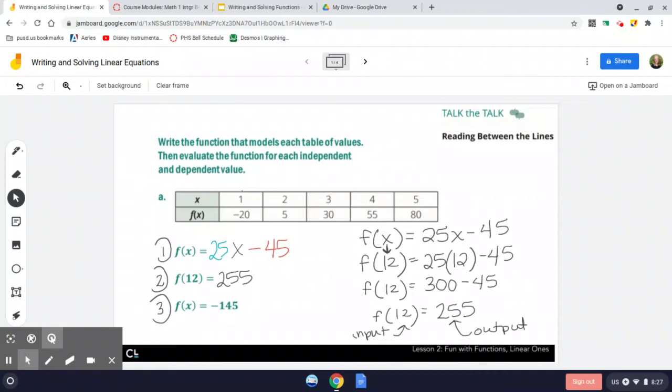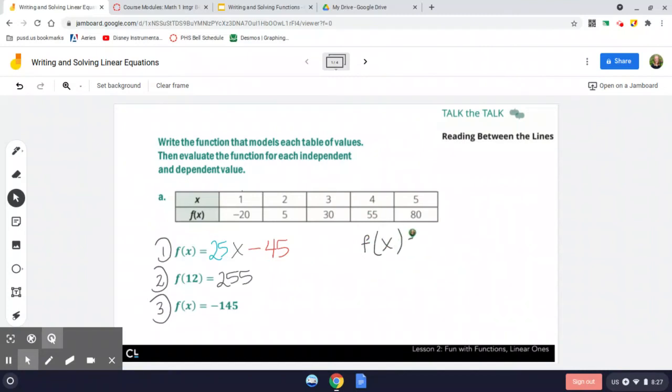Okay, so let's look at one more on this one, and it's f of x equals negative 145. Now that looks a little strange to me. What is that telling me? It already kind of looks like there's an answer. Did I give you an answer? No. Okay, I didn't give you an answer. It's telling you that f of x is negative 145. So it's saying the output is negative 145.